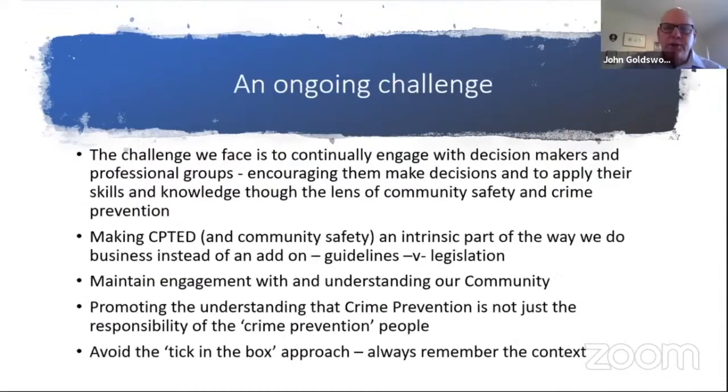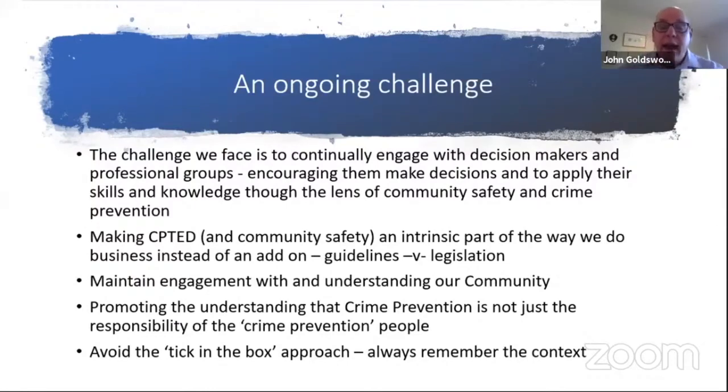Some of the ongoing challenges we face is to continually engage with the decision makers and professional groups, because we need to encourage them to make their decisions and apply their skills and knowledge through the lens of community safety and crime prevention. And that's why ongoing engagement is crucial. Ongoing marketing of the community safety message is vital to our decision makers. We need to make CPTED and community safety an intrinsic part of the way we do business instead of an add-on. And it harks back to my comments about guidelines versus legislation.